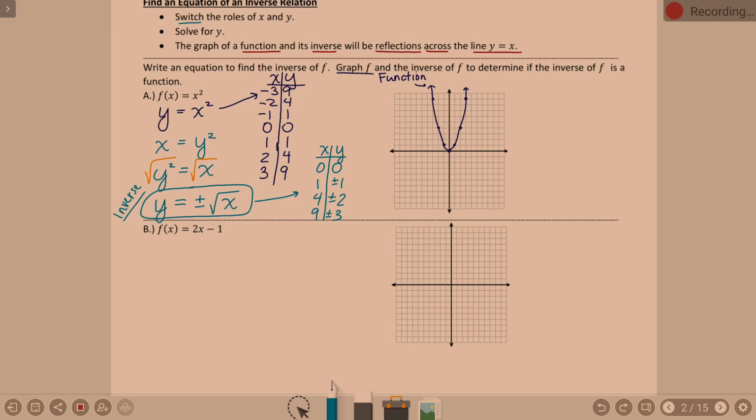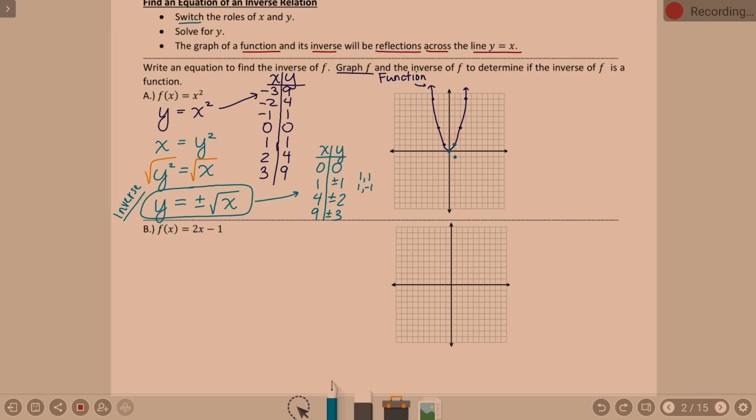Okay, let's graph this, see what it looks like. So 0, 0, we know where that is, right? Now, when we say 1 plus or minus 1, do you realize that that is the ordered pair 1, 1, and it's the ordered pair 1, negative 1. So I'm going to graph 1, 1, which is right 1, up 1. I'm also going to graph 1, negative 1, which is right 1, down 1. You see that?